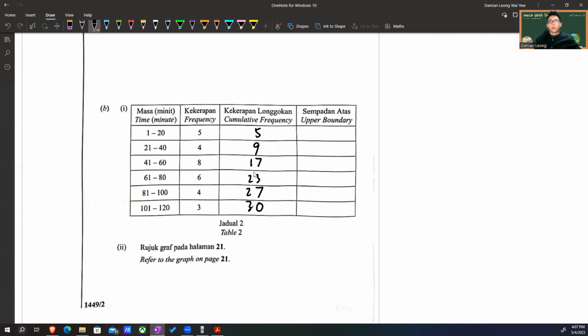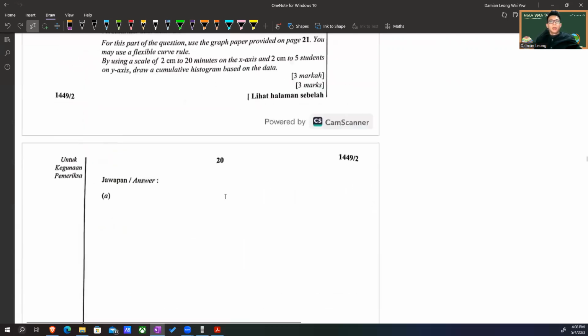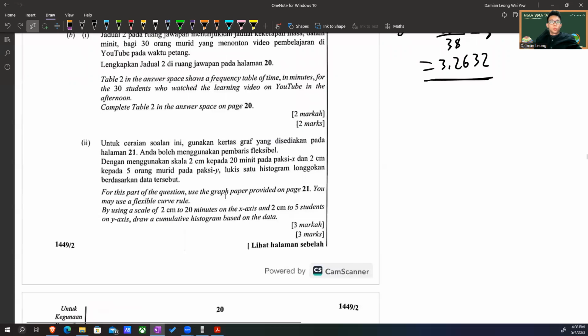Upper boundary is between the upper limit and the lower limit of the next class. 20 and 21, in between, is 20.5. And 40.5, 60.5, 80.5, 100.5, and 120.5. Just like that. And B2, I want to draw a cumulative histogram.